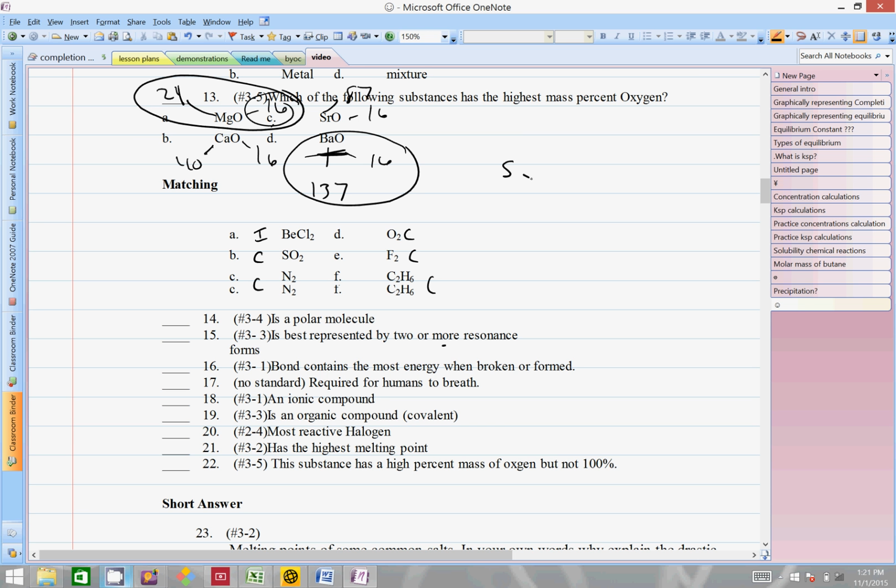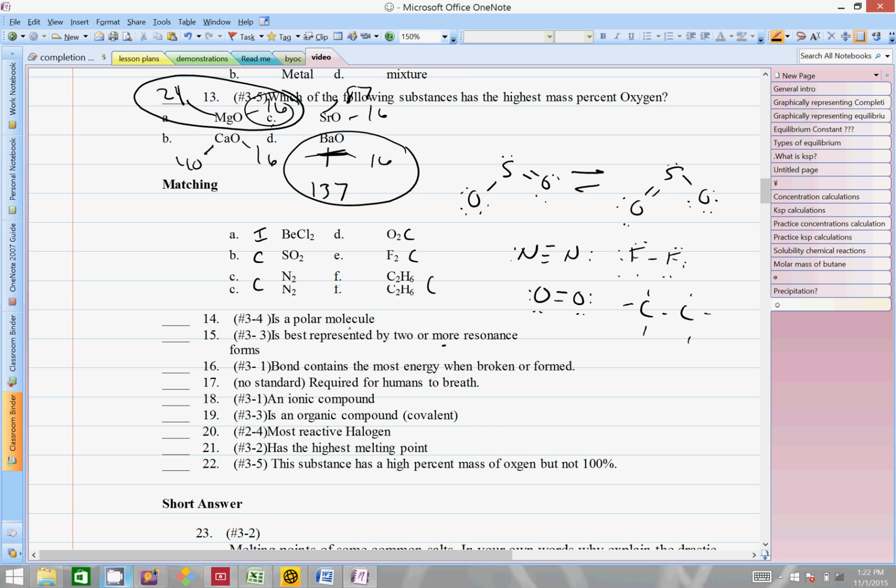So SO2 looks like this, and it has a resonance structure to the other side. We have N2, looks like that. We have O2, looks like a double bond. F2 looks like that. And this is just single carbon bonds all the way around.